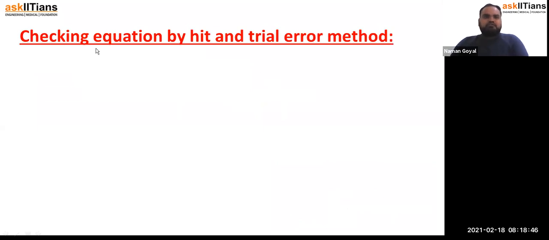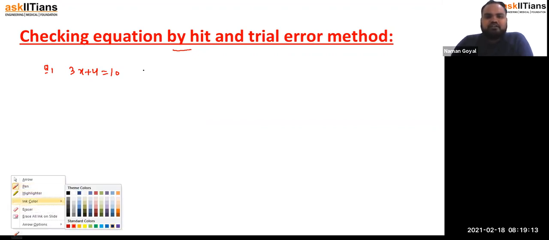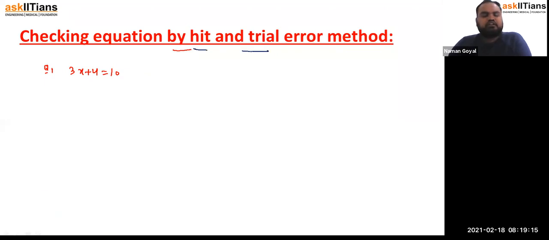Now, what is the meaning of checking an equation by the hit and trial method? For example, if we have an equation like 3x plus 4 is equal to 10, and the question asks to find the solution of this equation. Solution means you have to find the value of x by using the hit and trial method. Hit and trial means you take some values from your side and check whether those values satisfy the given equation or not.